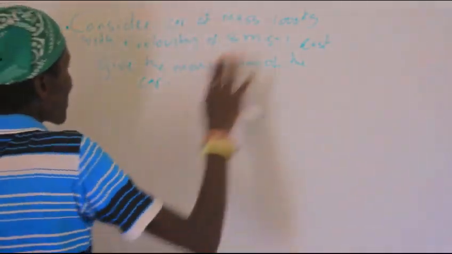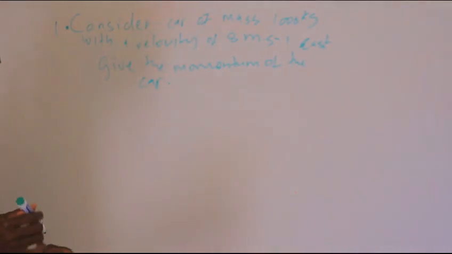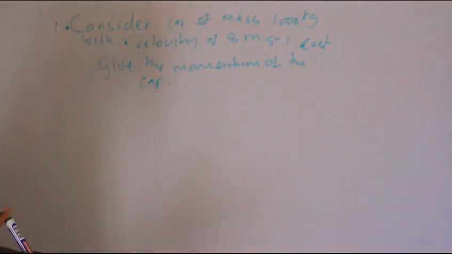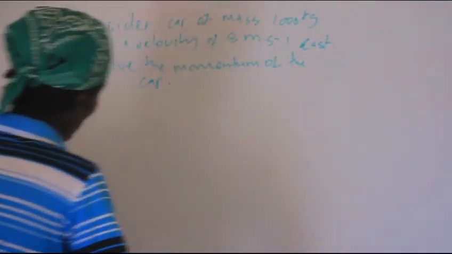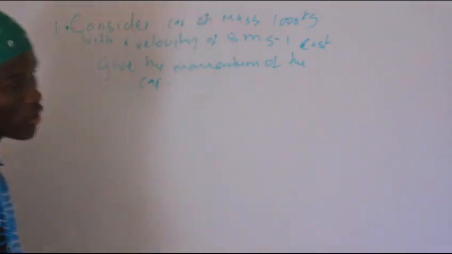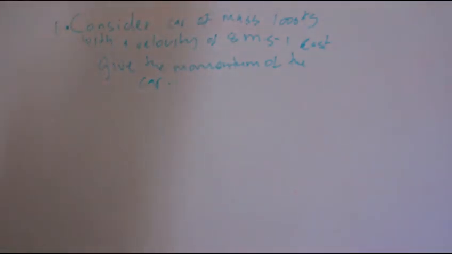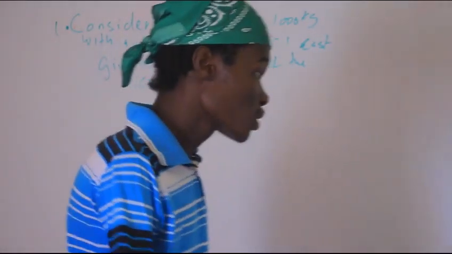So check. Consider a car of mass 1,000 kilograms with a velocity of 8 m·s^-1 east, right? Give the momentum of the car.